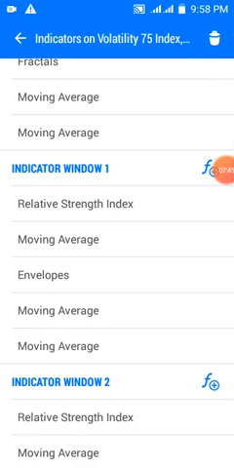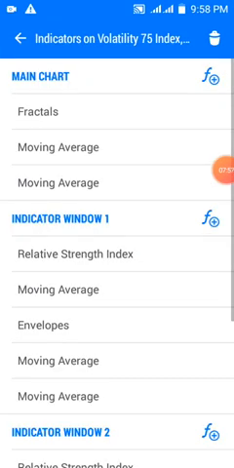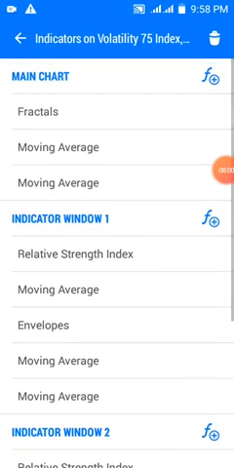Then we have moving average, 3 period moving average. The method is linear weight. Apply to first indicator's data, and the color is blue. Okay, so that's the settings for the indicators on indicator window 1.